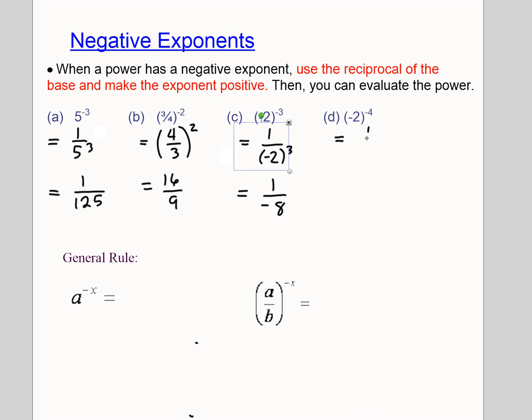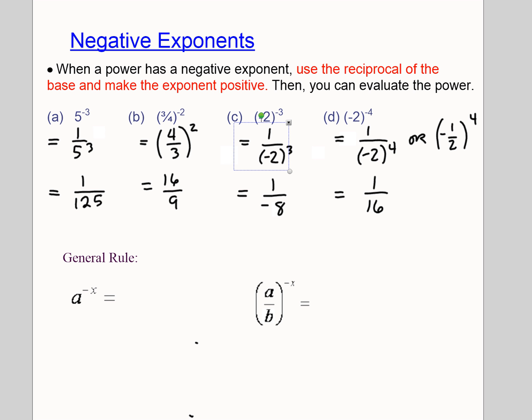Next one is very similar. So we do the reciprocal of the base, but this time, -2 repeated 4 times becomes positive 16. So that's just something to be looking out for. You can also write this as that. That is equivalent. You can write it this way or you can write it this way, because 1 to the anything will still be 1. So both of those are fine. You write it the way that you prefer to write it.